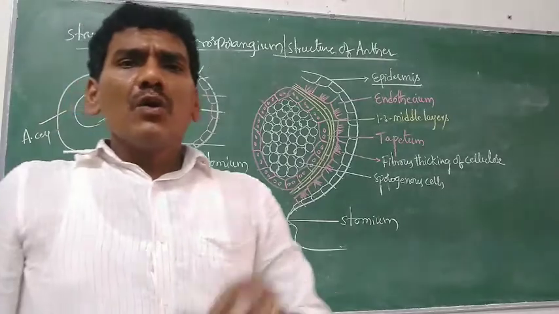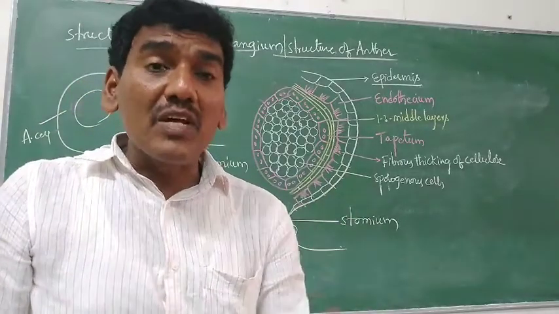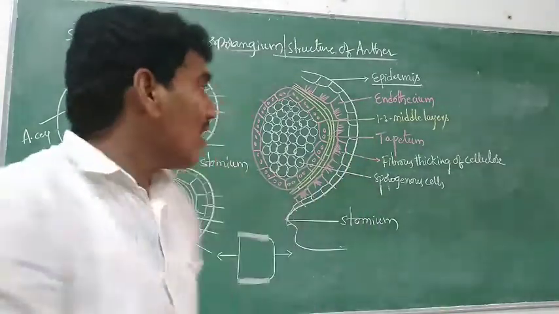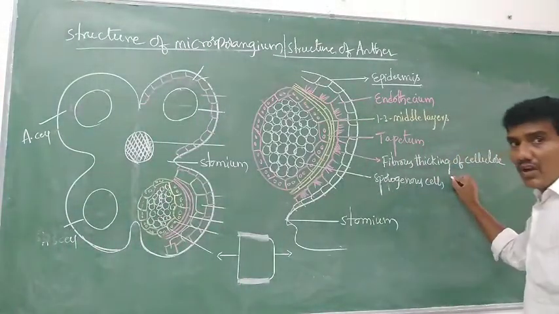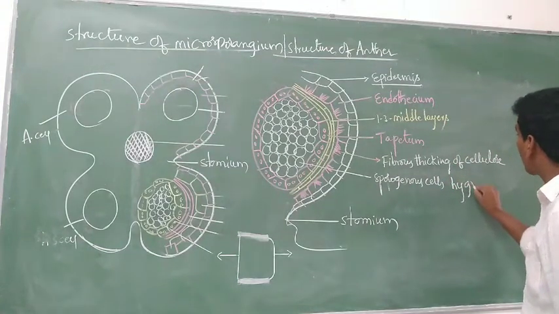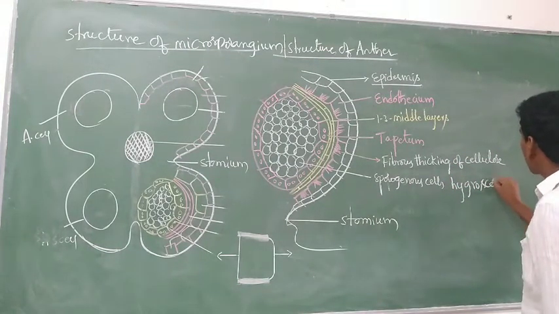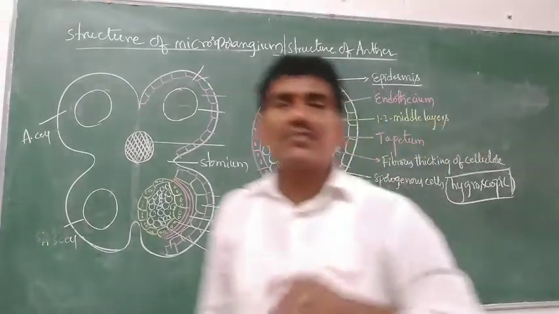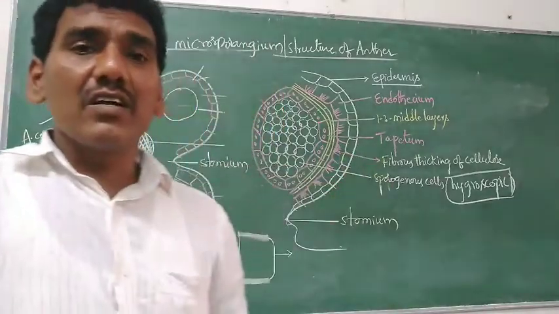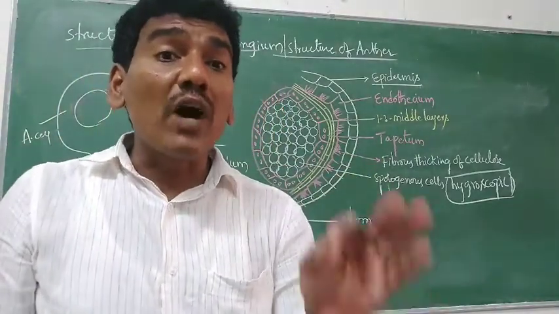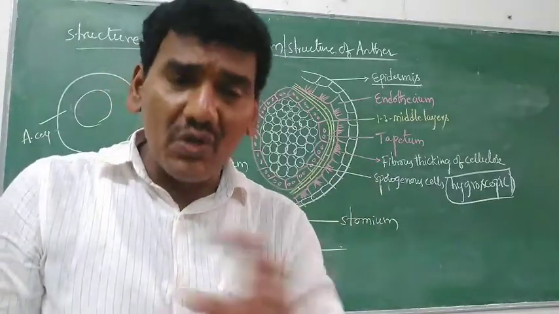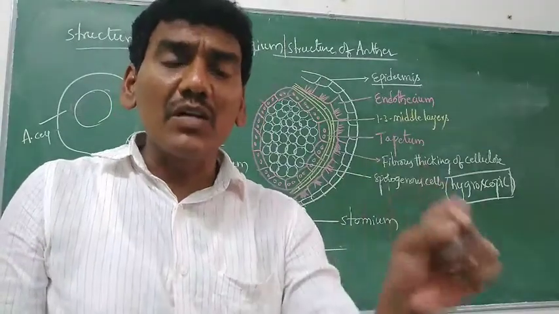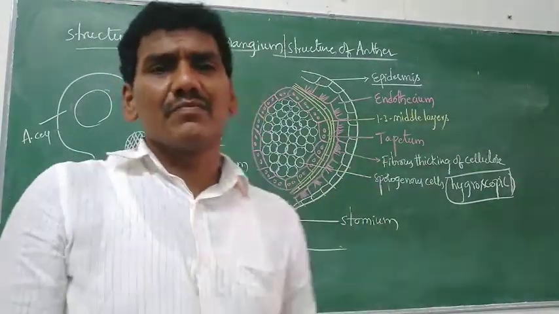Due to the presence of fibrous thickenings of cellulose, the endothecium cells act as hygroscopic. What is meant by hygroscopic nature? Hygroscopic means the cells absorb water very fast, and they also lose water very fast. This is nothing but hygroscopic character.